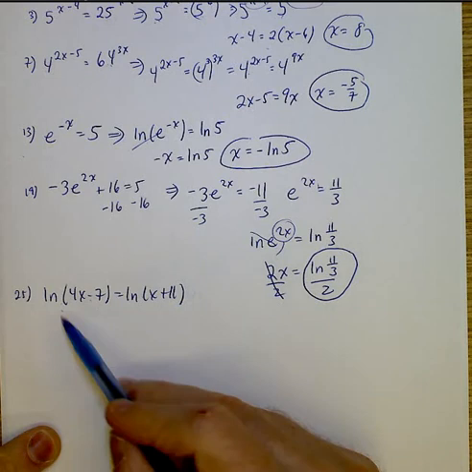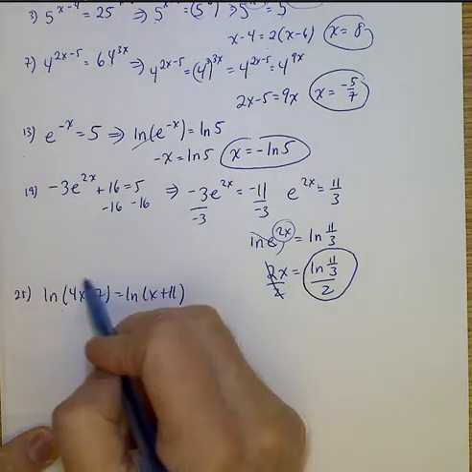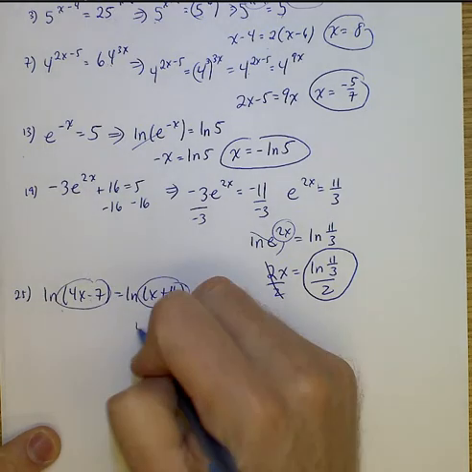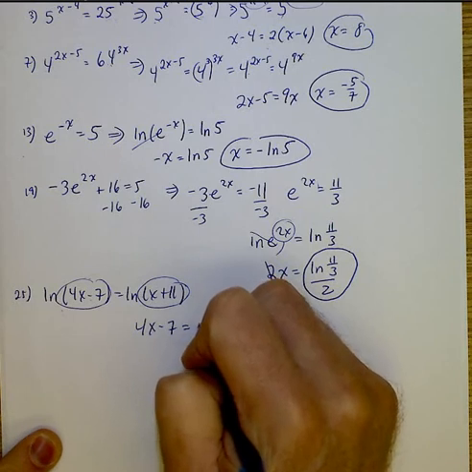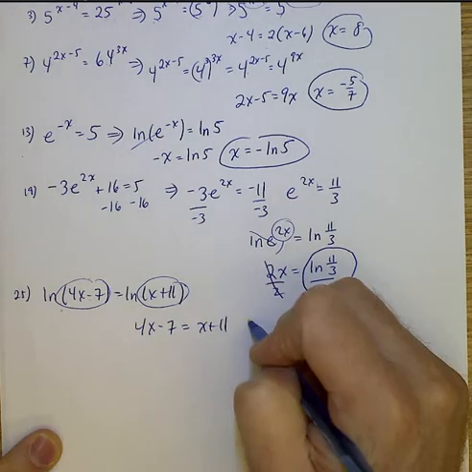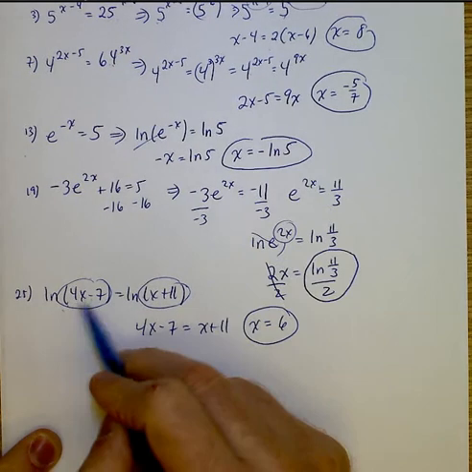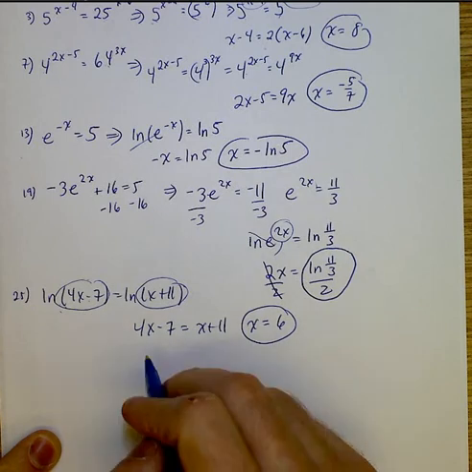Could be log of this equals log of this. But for this equal sign to be true, this quantity has to equal this quantity, and that's all that you need to do. You'll set 4x minus 7 equal to x plus 11. You'll go ahead and solve for x using simple algebra, and you'll get x equals 6. So when you see the log of something equals the log of something, just set what's in the parentheses equal to each other.